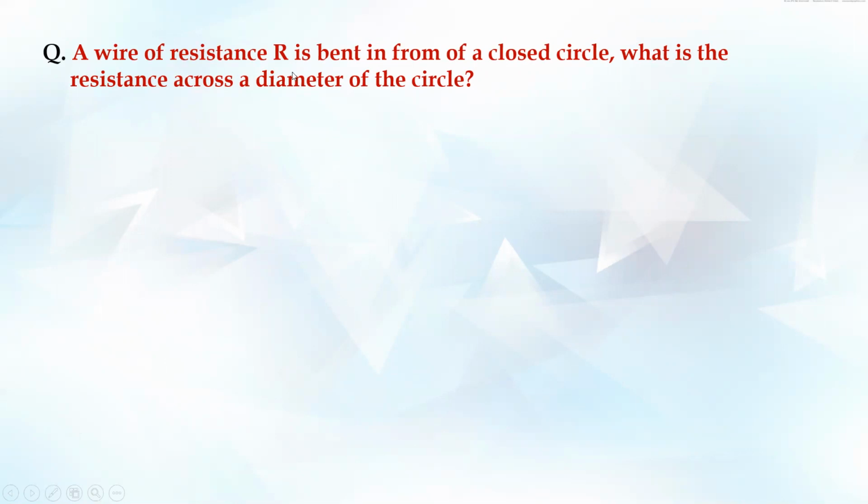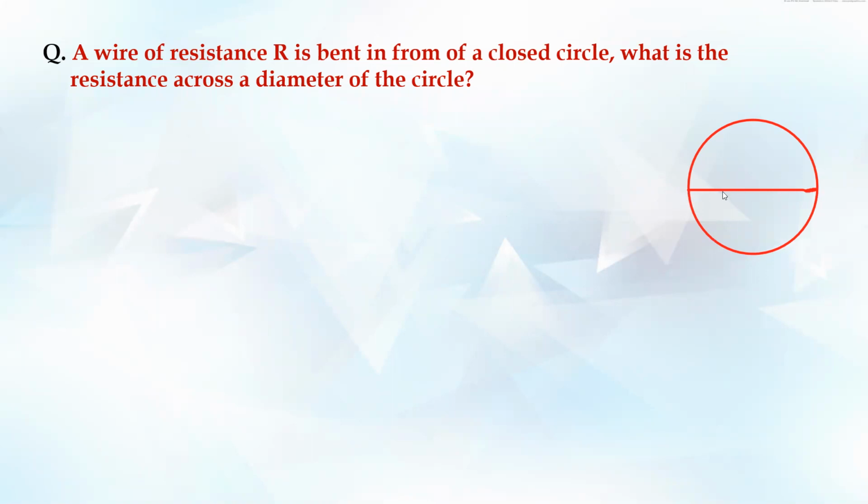So a wire of resistance R is bent in the form of a closed circle. What is the resistance across the diameter of the circle? Here the wire is in the form of a circle, right? And we have been asked to find the resistance across the diameter here. So how to solve this now? We have an entire wire whose resistance is R, and we have to find the resistance across the diameter.